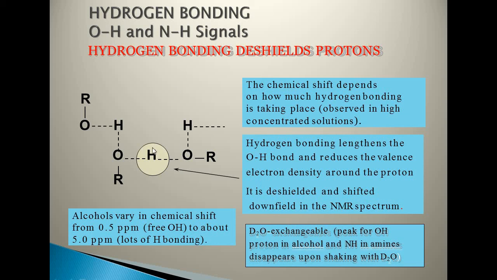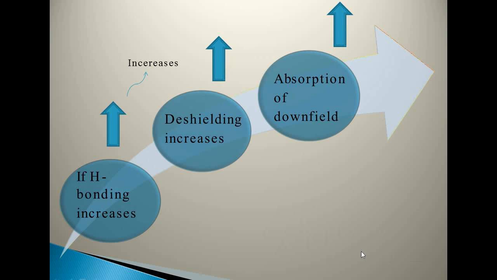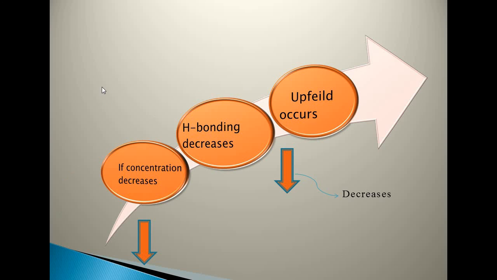So we can say the addition of a hydrogen bond shifts the delta value towards de-shielded, or we can say downfield, with a high delta value. So if hydrogen bonding increases, de-shielding increases, and absorption is observed at a downfield value. Likewise, if the concentration decreases, the hydrogen bonding also decreases, then it will show the signal at an upfield value.